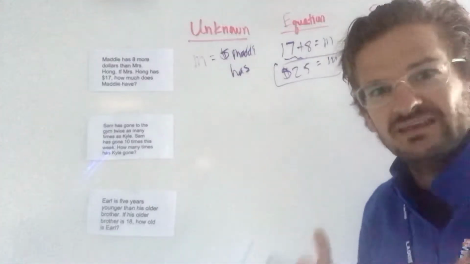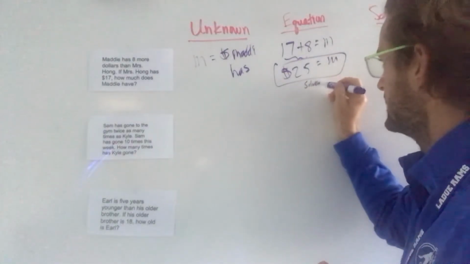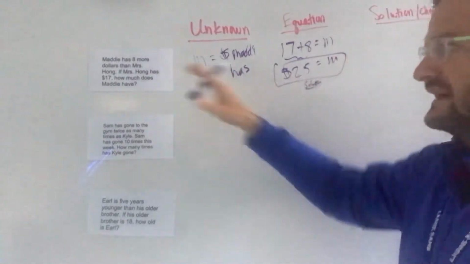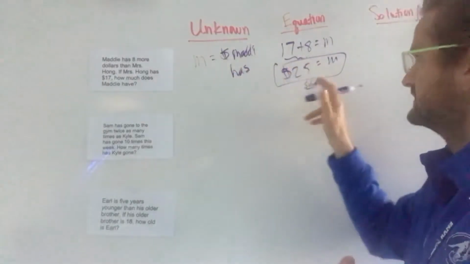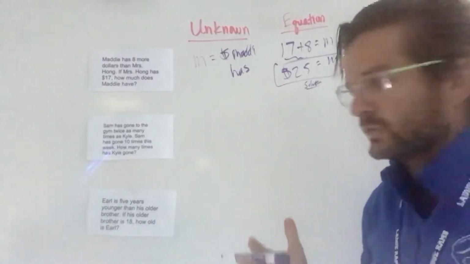Now when I look at the solution check, I could substitute this value back into my equation and make sure it works. It should. It's a solution, if you remember that term. It makes it true. The last thing I do is check to make sure in the context that this makes sense. Maddie has $8 more. She has 25. Mrs. Hong has 17. It fits. Maddie has more.